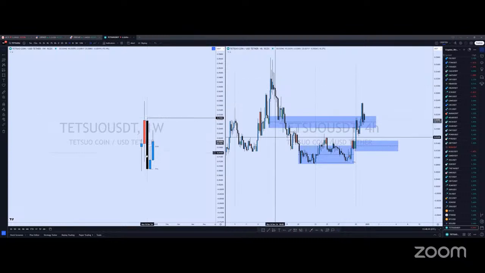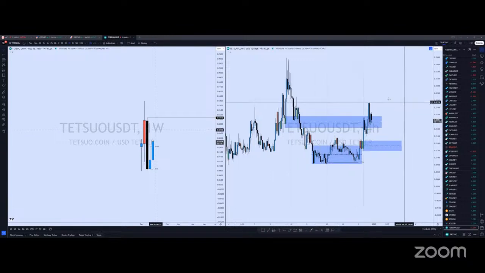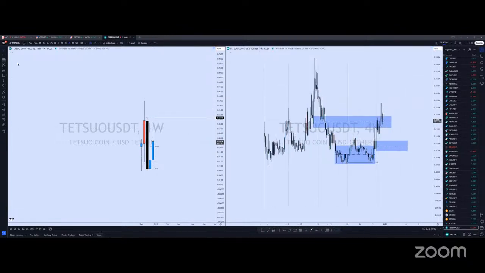Now, for more buyers to come in, I want to see them go above this down candle, this one here on the weekly time frame. I want to see price just go above it, not necessarily close above it, but just trade above it. If they're able to trade above it, then we'll be looking at, I think I did some projection. Let me do the projection again.